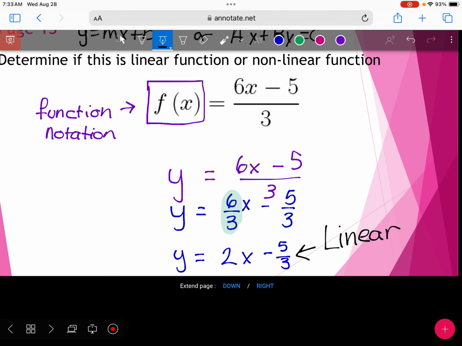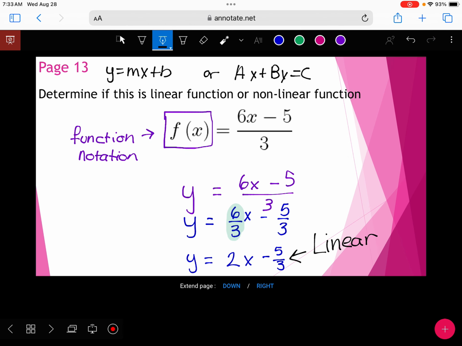So we may have to massage equations around to see if it is. But once we can spot either my mx plus b, or that I have my x and y on the same side and they're being added, then we know it's going to be linear. So let's try another one. How do you get 2 from 6 over 3x?